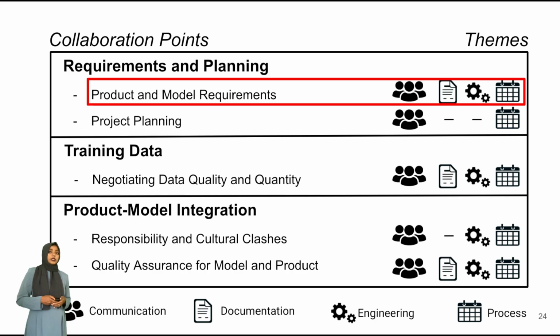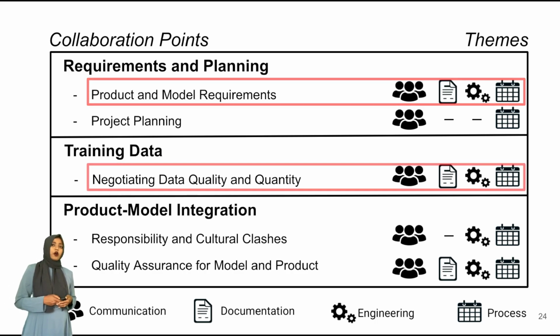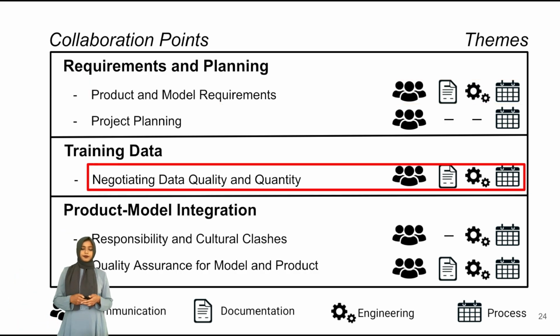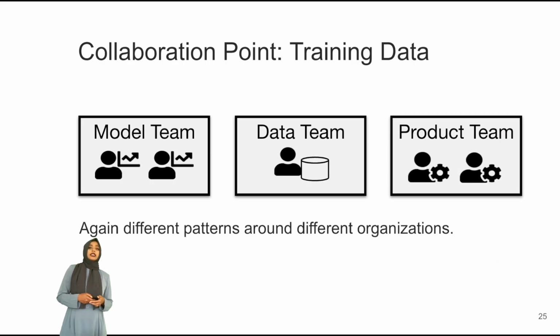So we saw some issues at the collaboration point of requirements, and now let's move on to the second collaboration point, training data, where we found a lot of challenges. The three major stakeholders in this collaboration point are the model team, the product team, and the data team. The data team, who is in charge of data, can be within or outside the organization. The data team can be the team that collects and labels the data, and sometimes it can be the team in the organization that is responsible for managing data access and distribution.